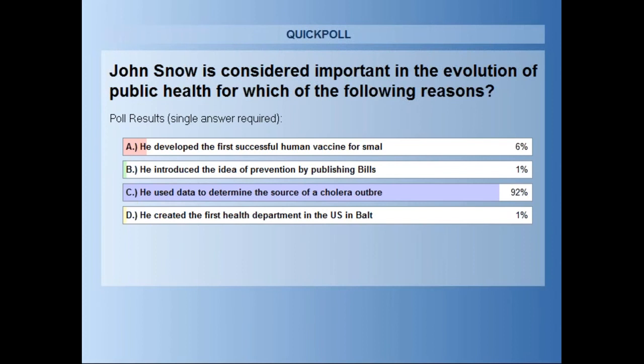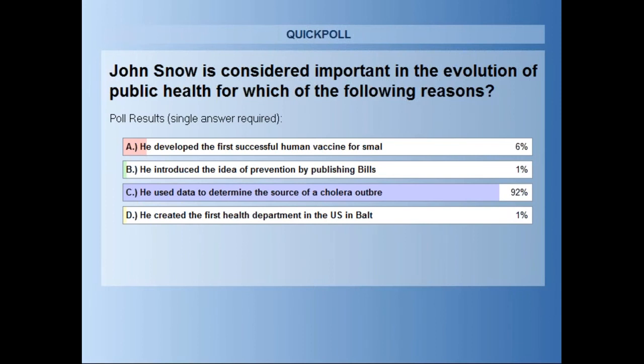And by removing the handle from the pump, there's actually a pub near Broad Street in London today called the John Snow Pub. You can go there and see the famous pump handle. He just went and on his own took the handle off the pump so that no one could get the water out of there, and he effectively curbed the outbreak. So he's considered the father of epidemiology, and that's why he is so revered, and I'm sure they serve good beer at the pub, so that's probably important too, but yes.